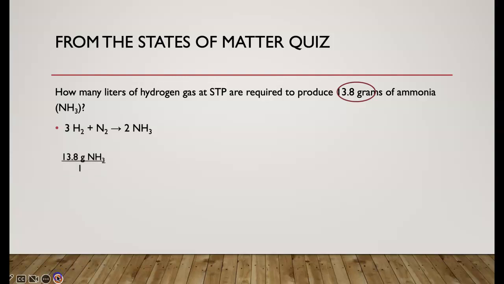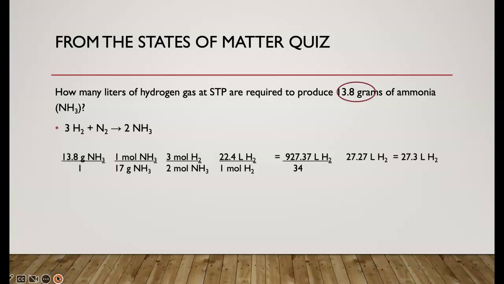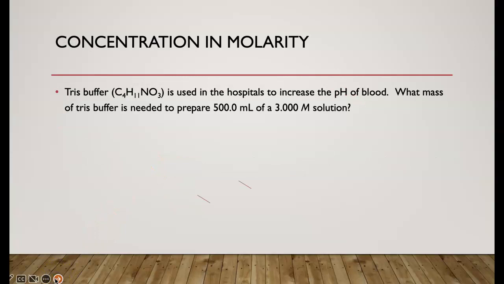All right, how did you do? Hopefully, the first thing you did was convert your grams to moles, and then use the mole ratio from your balanced equation, and then figured out your liters of hydrogen using 1 mole is 22.4 liters. Went straight across the top and multiplied, straight across the bottom and multiplied, and then divide. And you should come up with 27.3 rounded to 3 significant figures.